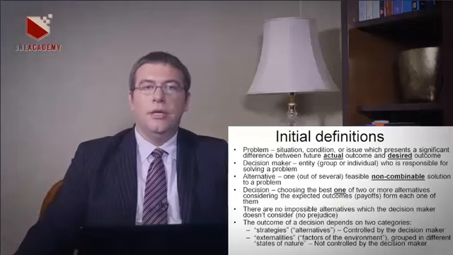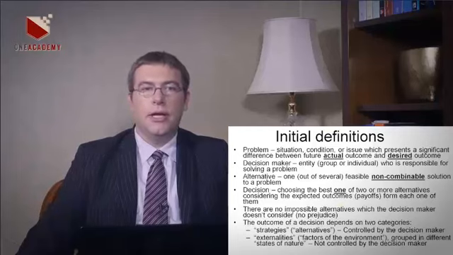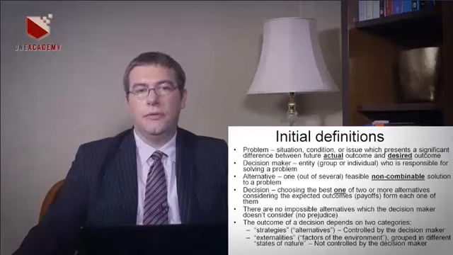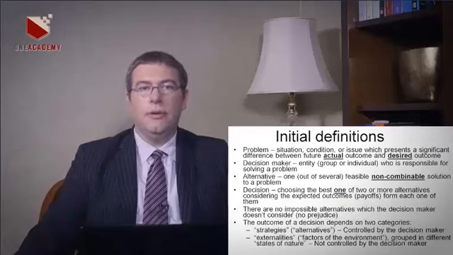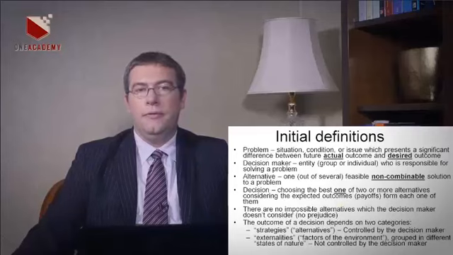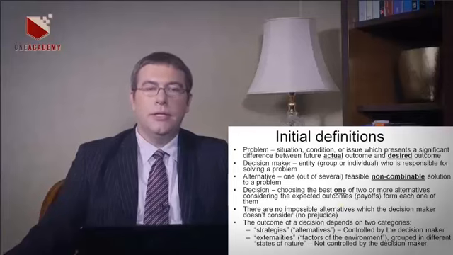One important issue here is that there are no possible alternatives which the decision maker doesn't consider. So there is no prejudice. Everything that is possible is considered as a viable alternative. The next thing is that the outcome of a decision depends on two categories of phenomena. First, the so-called strategies or alternatives. These are the phenomena controlled by the decision makers.